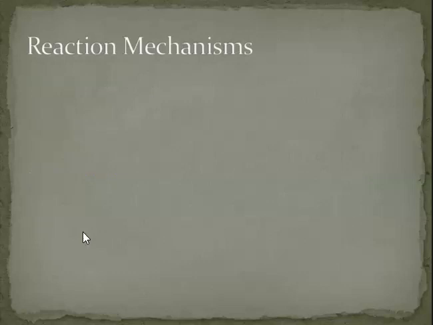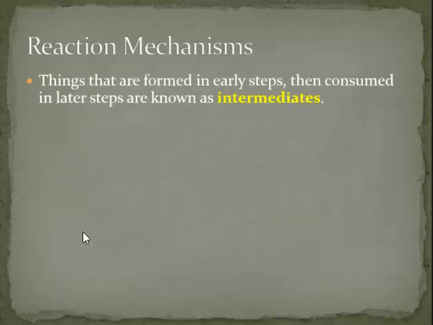So we're going to talk about some proposed mechanisms for HI there, but before we get there, let me give you some vocabulary, some stuff you need to know. Things that are formed in an early step of a mechanism and then get consumed in a later step of a mechanism are intermediates. They're reaction intermediates. They get produced early on and then consumed later on. They don't show up in the overall equation.